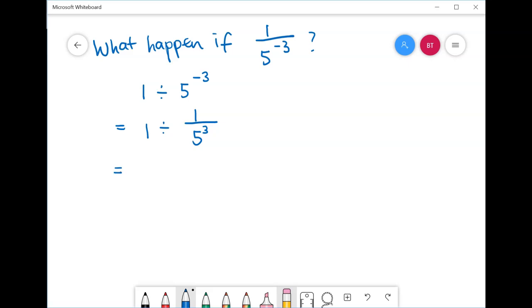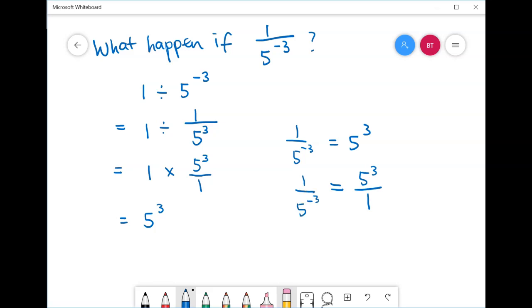Next, I will do a keep change flip. I keep the 1, I change to multiplication, and I flip this fraction to 5 to the power of 3 over 1. And in the end, I should get 5 to the power of 3. So summarizing this, what did I have? 1 over 5 to the power of negative 3 is actually just 5 to the power of 3. So this is no different from saying 5 to the power of 3 over 1. So if the denominator has a base with a negative index, I can change the base up to the numerator and change the power to positive.